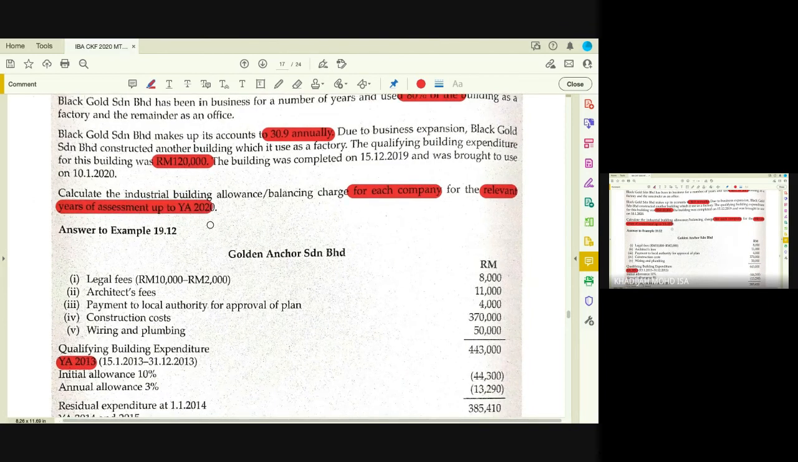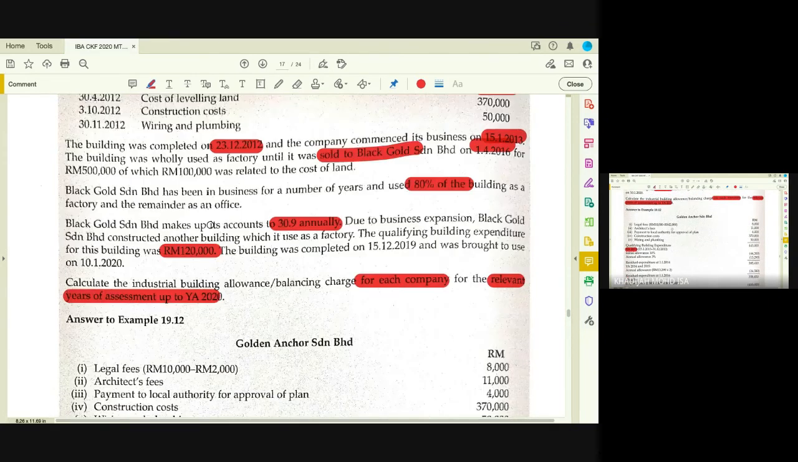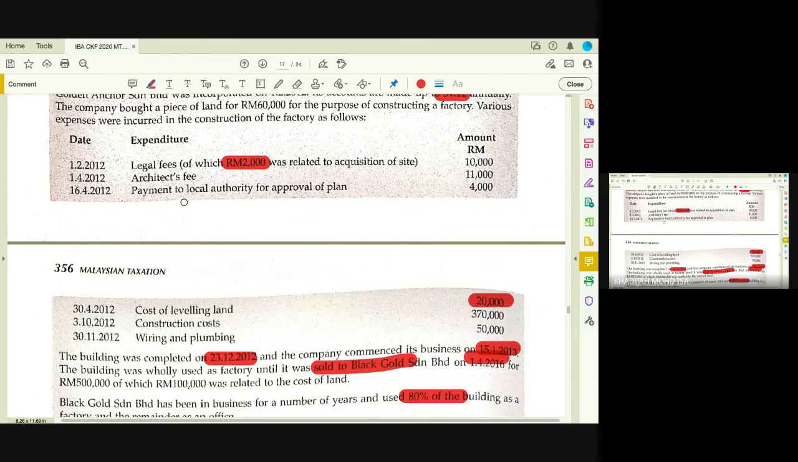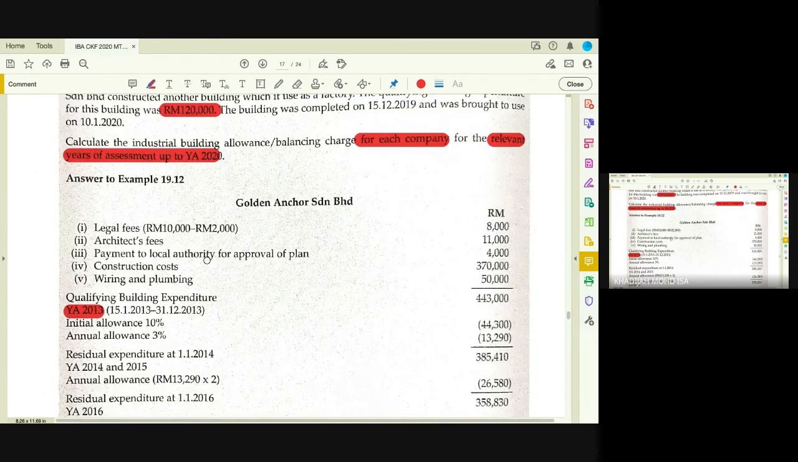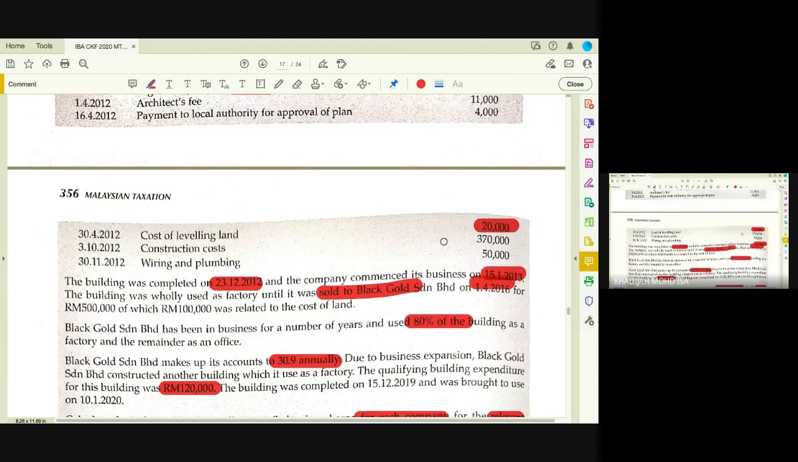Okay. So when you have this information, similarly, you have to go through the costs and then identify. So you have to list down, because each one of these gets a tick, tick, tick, tick, tick like that, right? So make sure that you have all the ticks there, even though your total QBE may not be right, at least you have all the ticks there, yeah? So you have legal fees, which is excluding the cost of legal fees for the land. So you only have 8,000 there. Architect fee, payment to authority, construction cost, and wiring and plumbing. Again, remember that this 20,000 cost of leveling is not included.